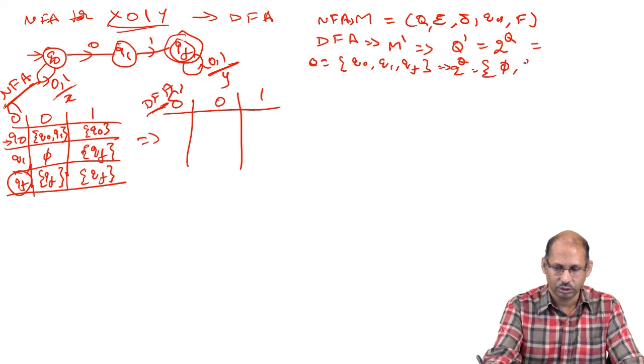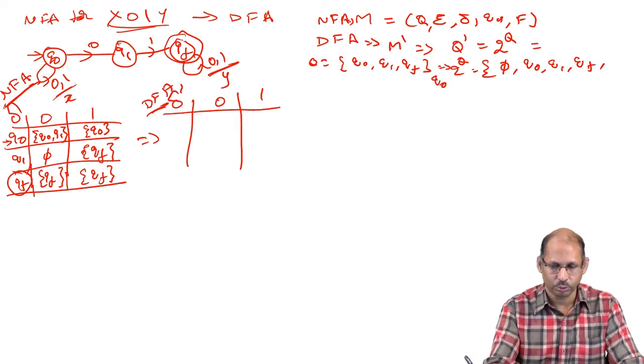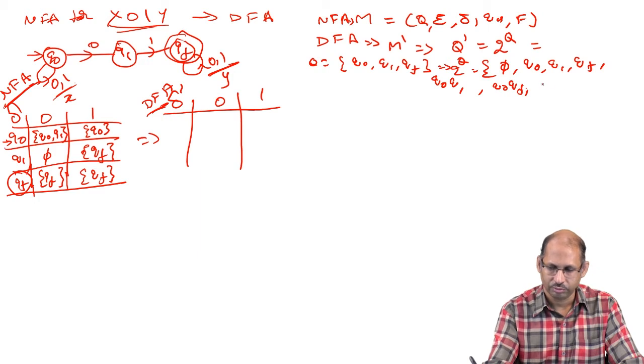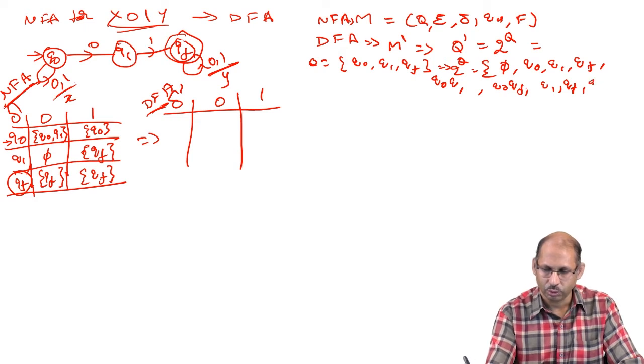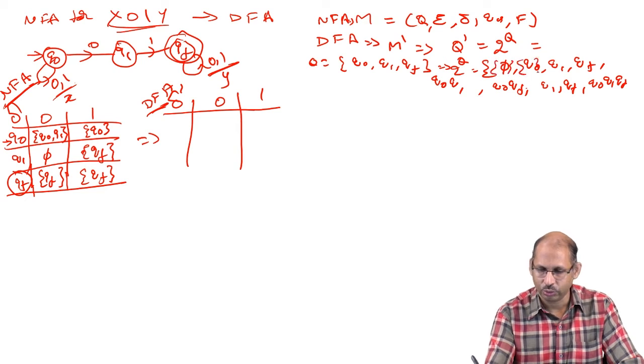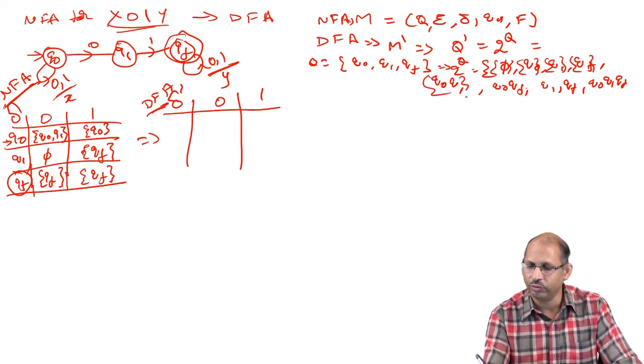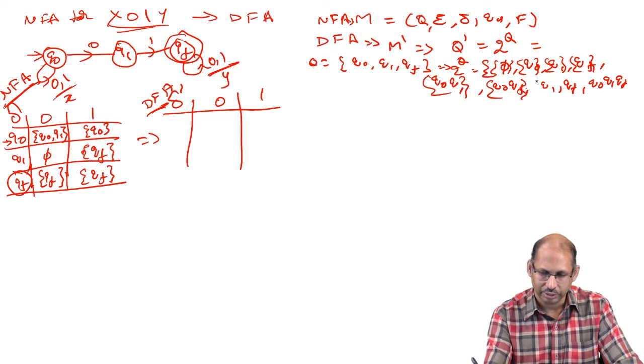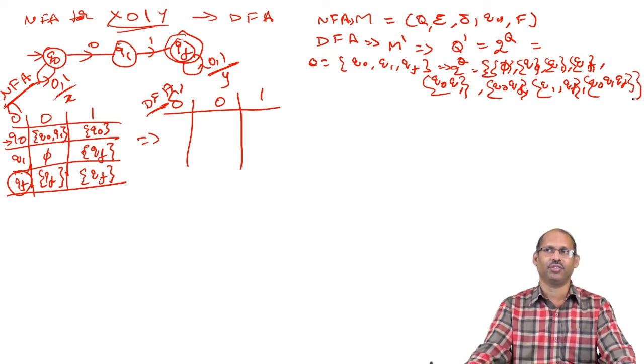Then what is the power set of Q? Empty set, Q0, Q1, QF, then Q0 Q1, Q0 QF, then Q1 QF, then Q0 Q1 QF. This is the power set of Q.